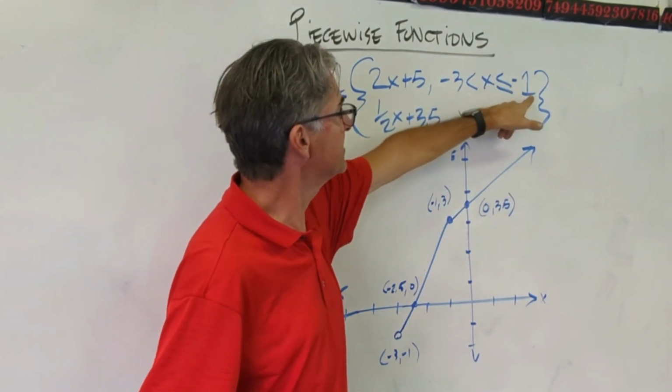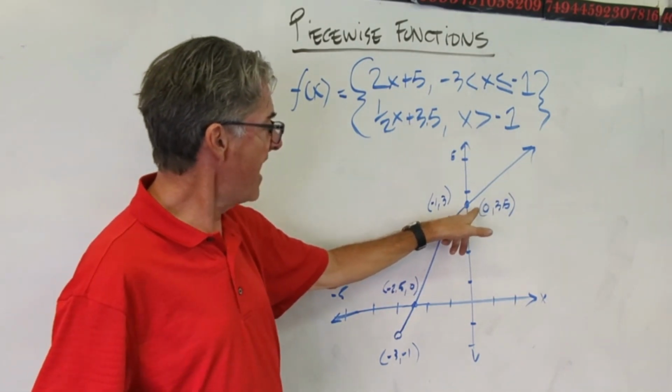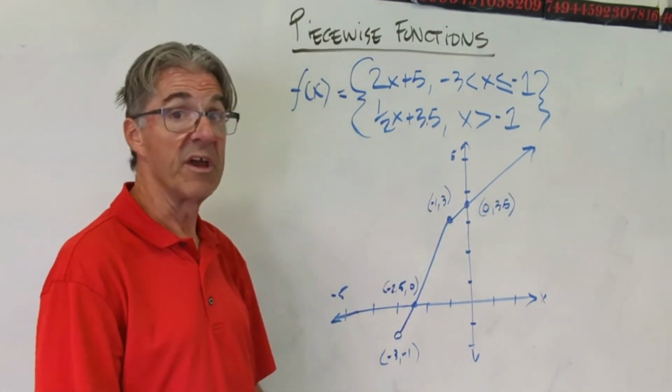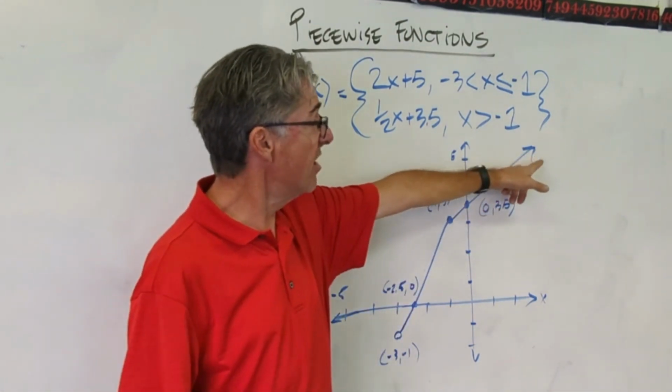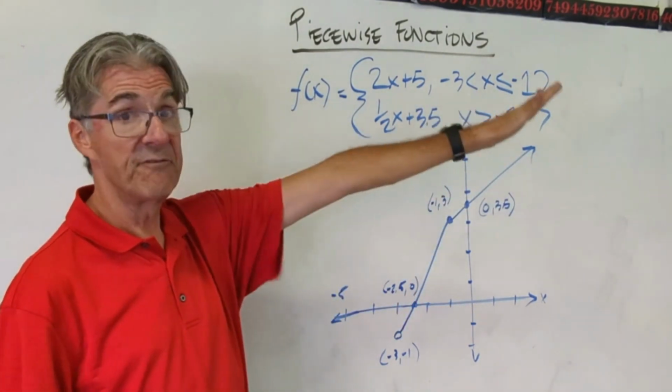This one is less than or equal to -1. So that's a solid circle. That's a solid dot because this is just the function going through that point. Notice how the function ends here, but it has an arrow there because x is greater than -1. It's just going to go on forever.